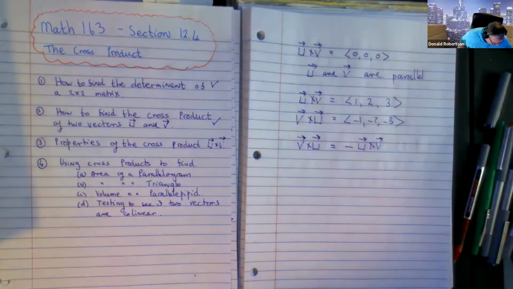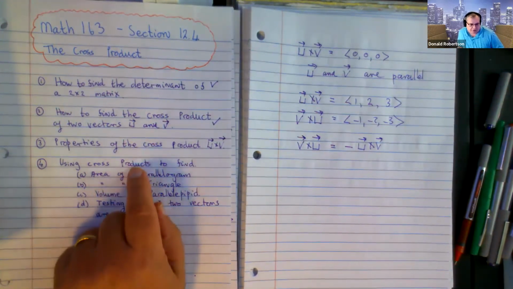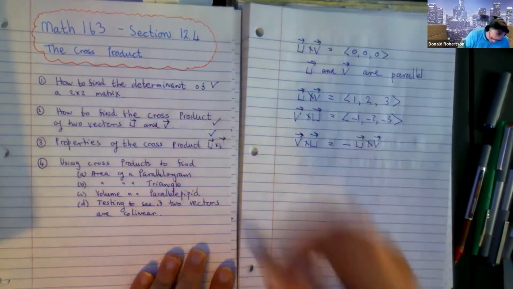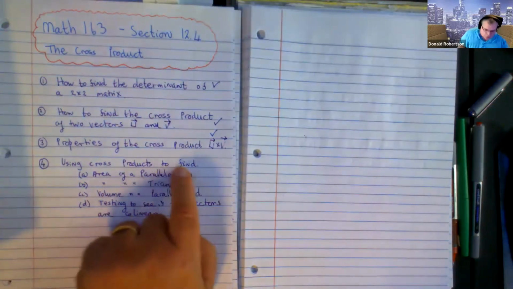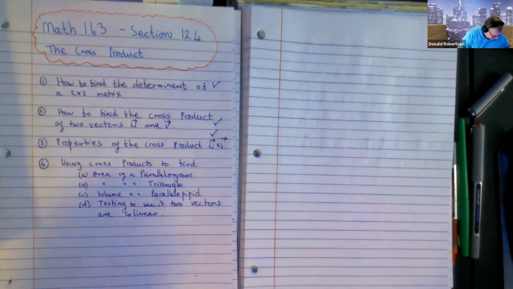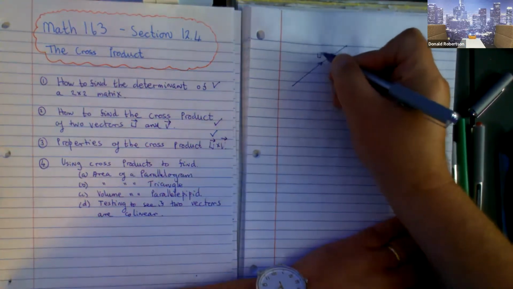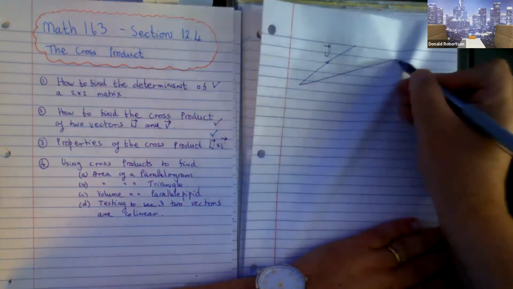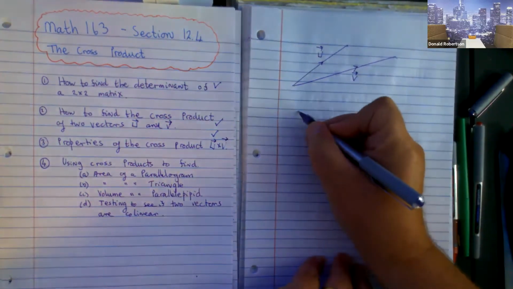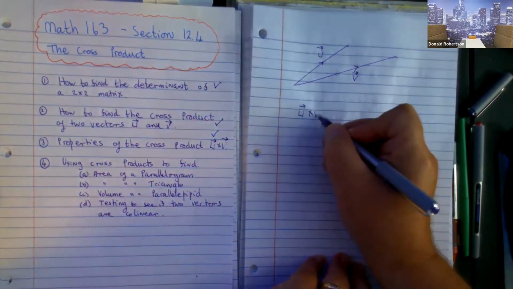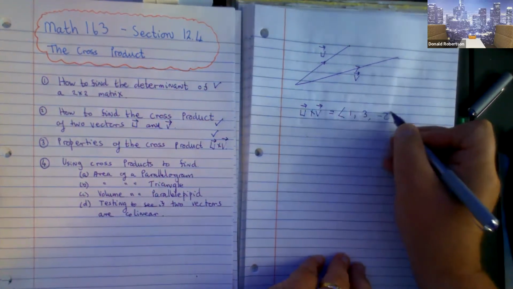So we know how to calculate them, and we know a few properties. Let's move on to the main meal of today, which is using cross products to find all sorts of things. Now, imagine this is vector u, and this guy here is vector v. And let's just pretend that we did the cross product and it was 1, 3, -2, right?